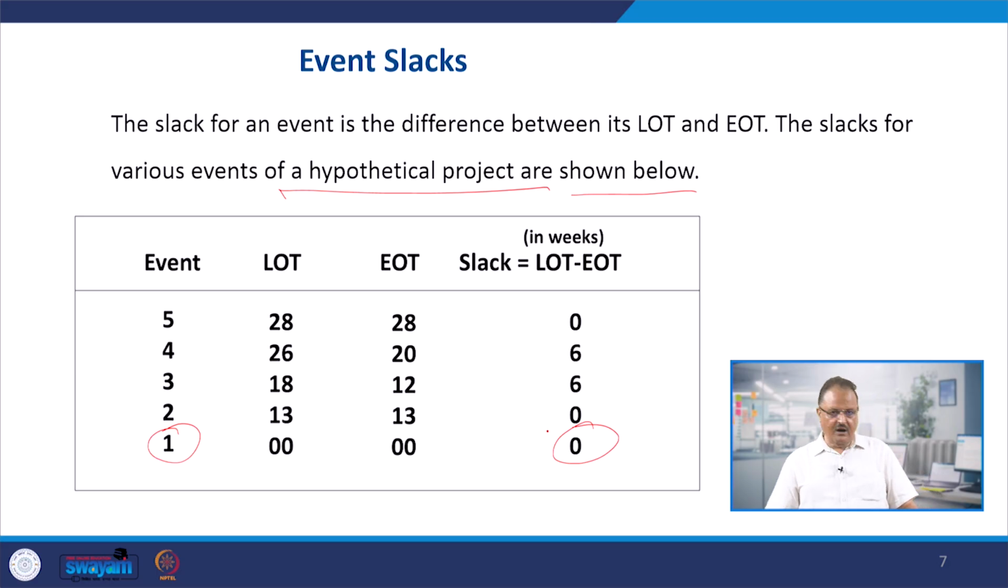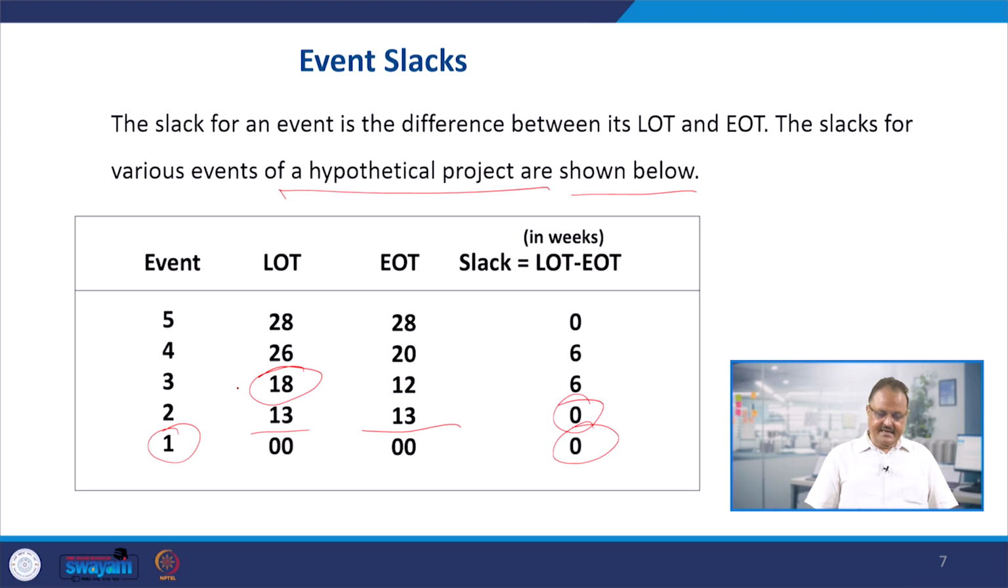And in the case of event 2, when we start going up in the project, there is no slack. This is also zero slack because there is no difference between the LOT and EOT. Whereas in event 3, there is a slack, right? The difference between the latest occurrence time and earliest occurrence time is 6. So for example, if you use the time period of 18 for developing the network, you are developing a slack path, not a critical path, because there is a difference between the LOT and EOT.